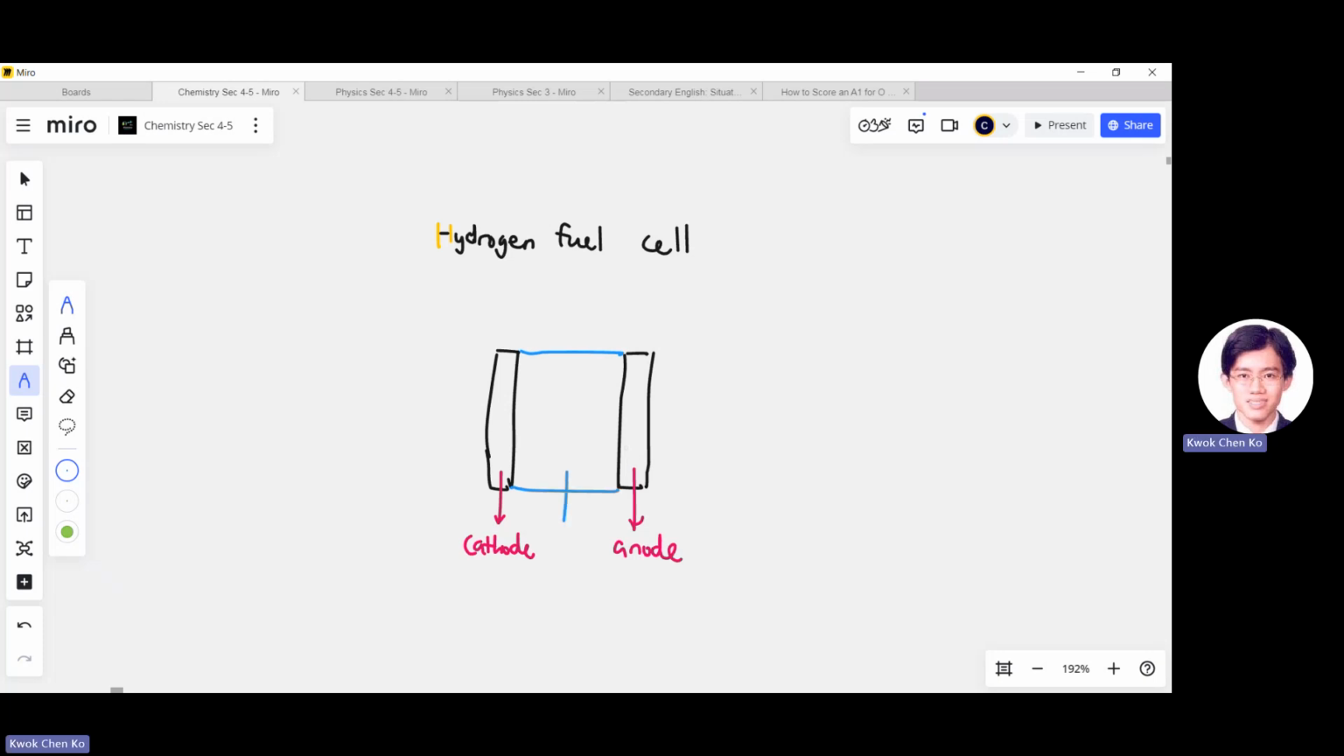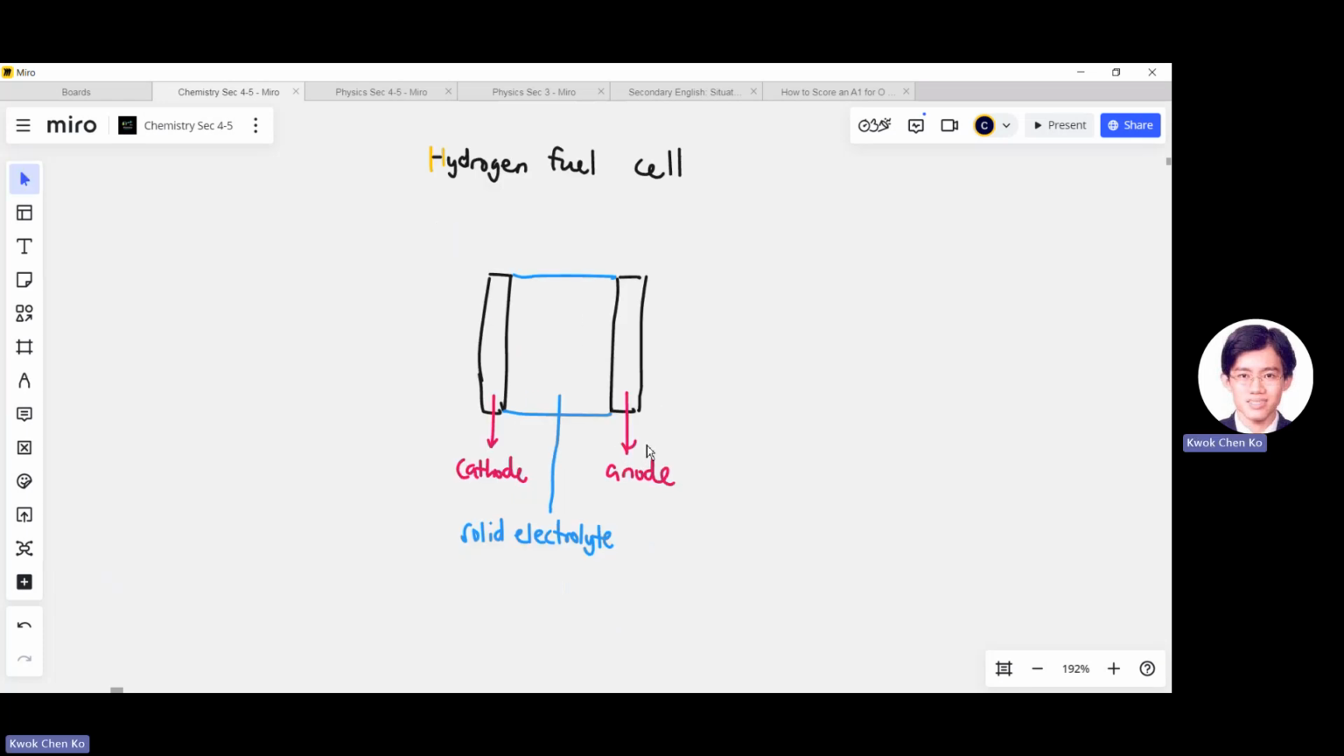Okay, this is a solid. There's an official name for that, even though you don't need to remember. Just know that it's a solid electrolyte. For this hydrogen fuel cell, there's a name for that, which depending on your school may or may not be asked. Proton exchange membrane. I think for now, no need to remember that. Because if your school comes up with this question, it will give you a whole long story.